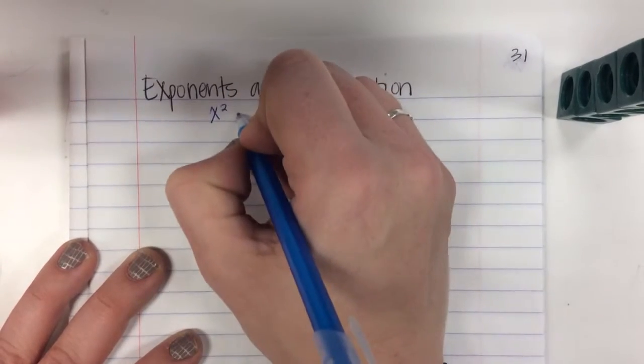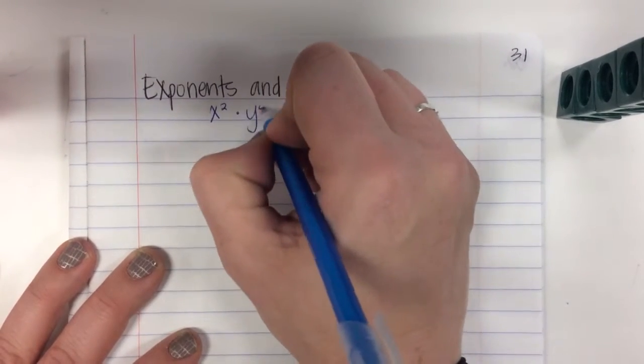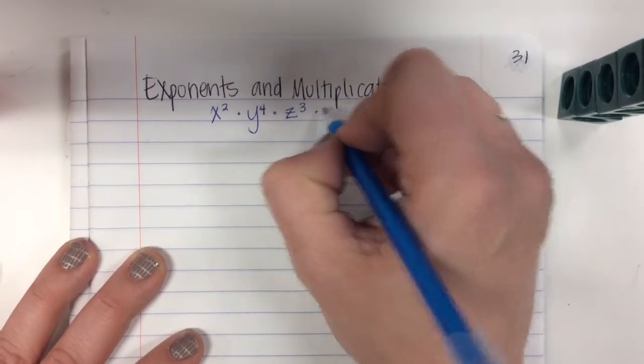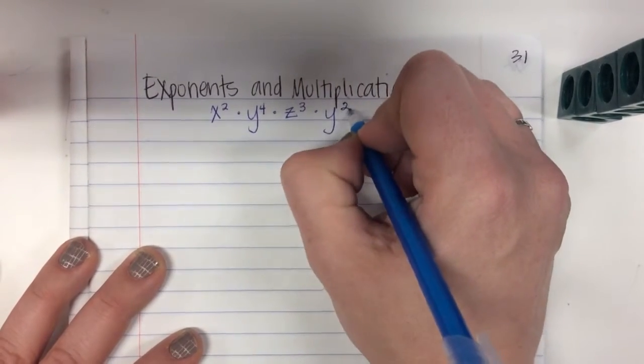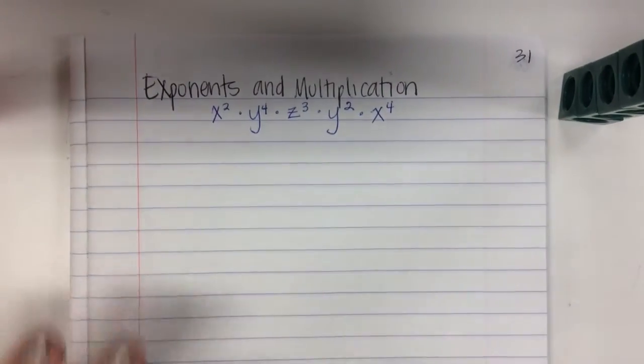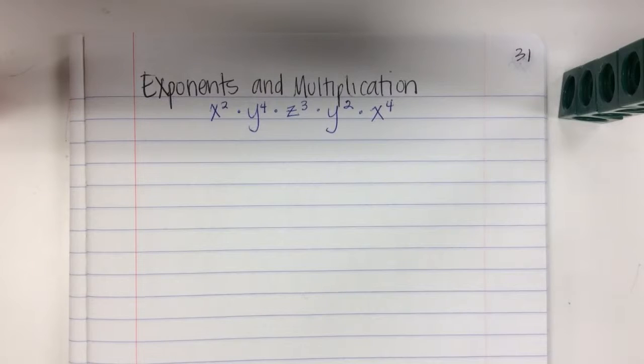X squared times y to the fourth times z to the third times y squared times x to the fourth. Now, if I'm looking at that, that's a true algebra problem. It's got variables, which are unknown, and multiple of them, right? There's no equal sign, so I'm not trying to find an answer. I just want to find an easier way to write this.